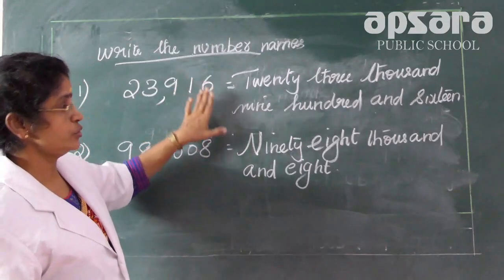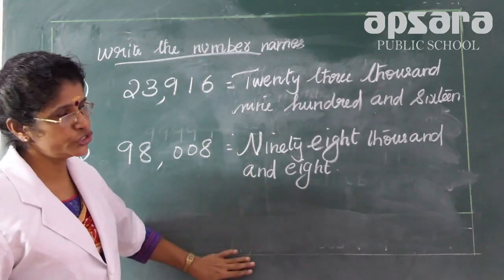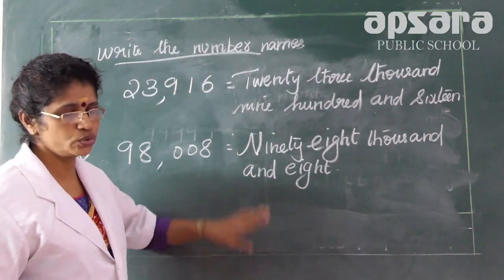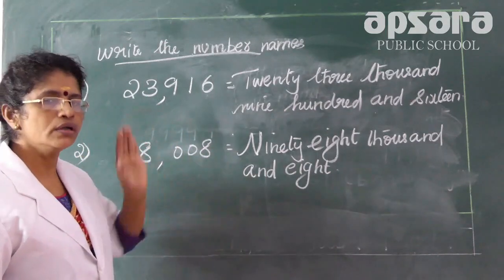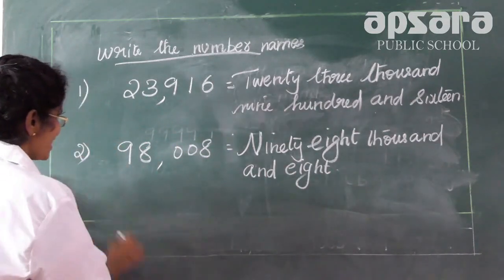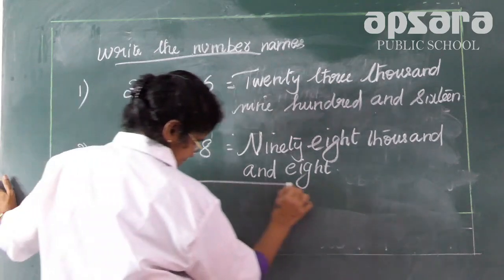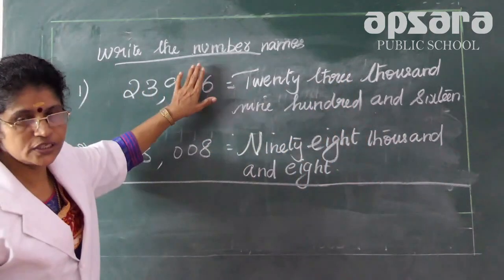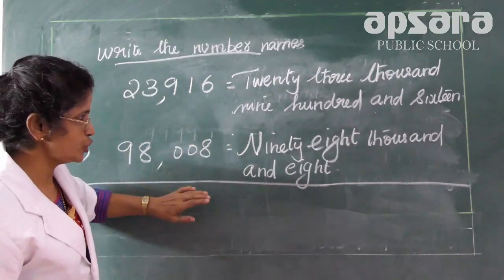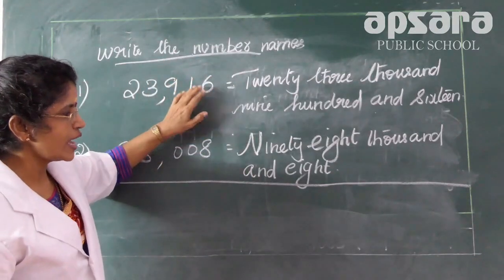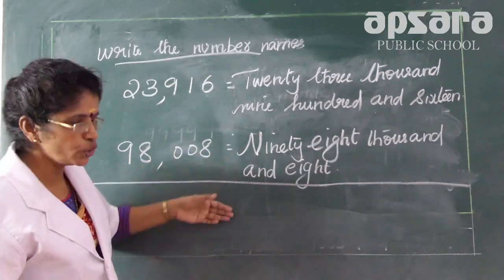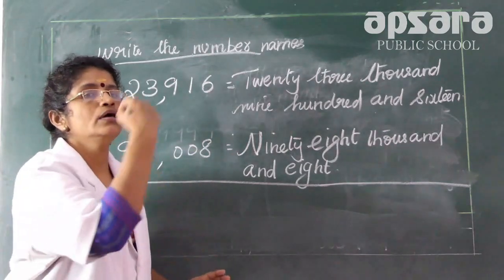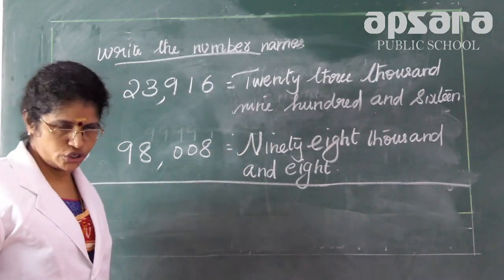Understood? Related to all these things, I will give you the worksheet, which you have to do in the notebook. So this is an example of how to write the number names. The next one, I will give you the number names and you have to write the numerals. Got it? Yes.